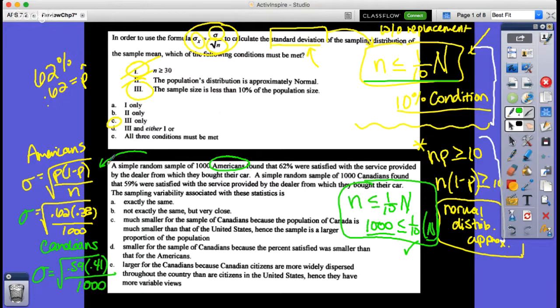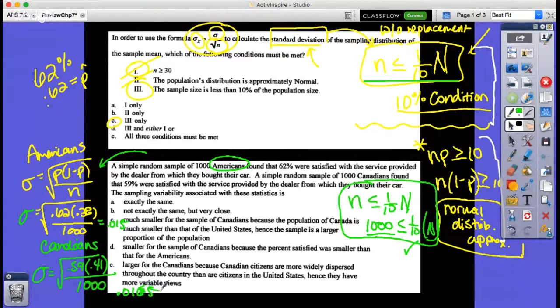So we're going to plug this in. Again, as we go through, feel free to plug these in as well. We're going to do the American side first, 0.62 times 0.38. Divide that by 1,000. I'm going to take the square root of that answer. And I get 0.015, okay? So this right here, 0.015, is my variability there. Let's go 0.59 times 0.41. Divide that by 1,000. And we're going to take the square root of this. And I got 0.016, or really it's 5.5 if I kept going.